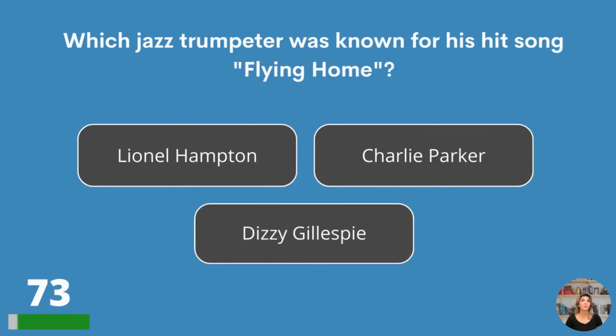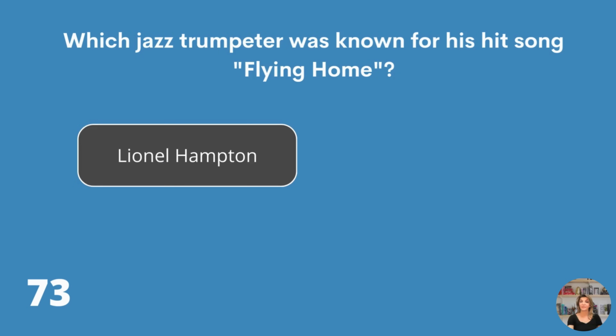Which jazz trumpeter was known for his hit song Flying Home? Lionel Hampton, Charlie Parker, or Dizzy Gillespie? Lionel Hampton.